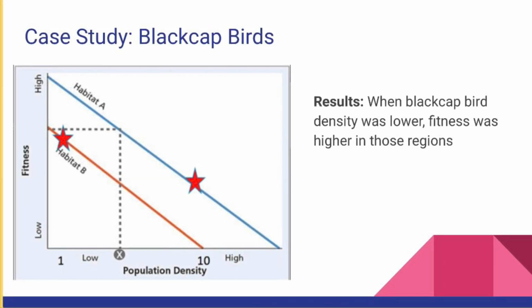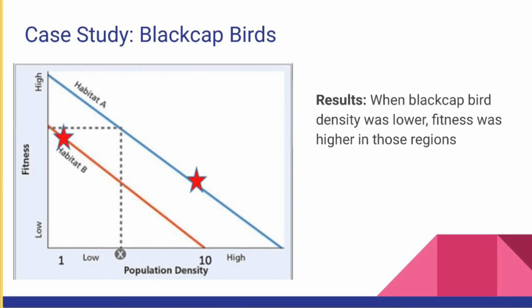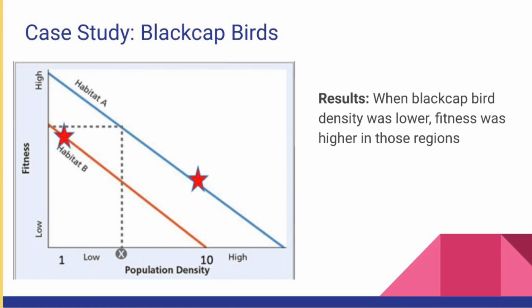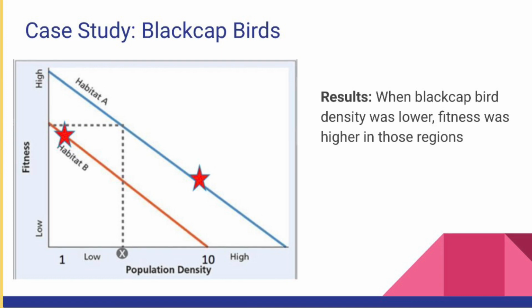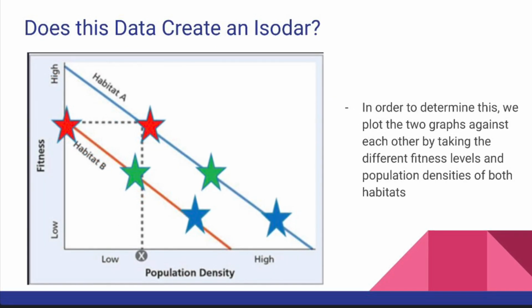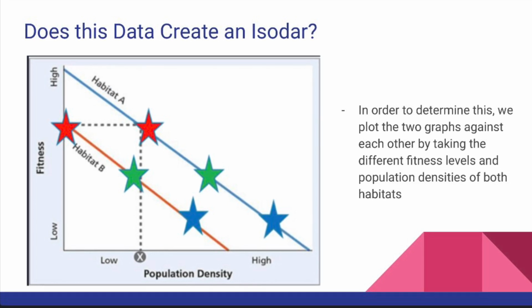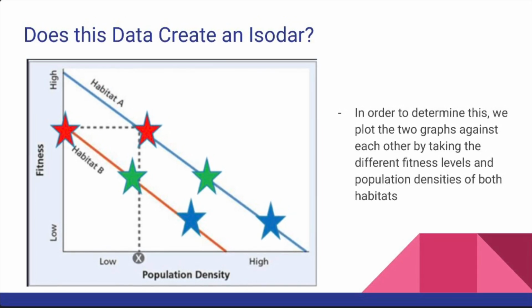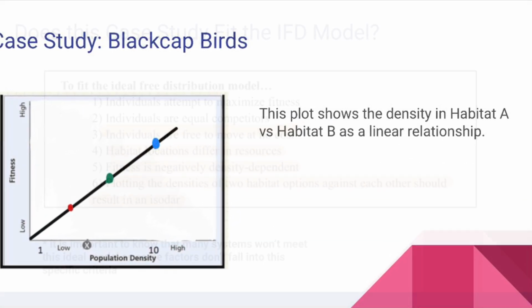The results show that when black-capped birds' density was much lower, fitness was much higher in those regions. So implications can be made that any new individuals would have higher fitness living in habitat B rather than habitat A. To discern if this creates an isodar, we plot the two graphs against each other by taking the different fitness levels and population densities of both habitats. As we can see from this, it creates a linear relationship.